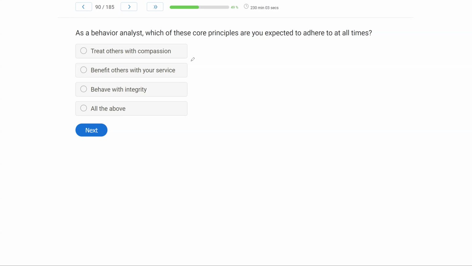A, treat others with compassion. Yes, we are a human science, right? We have to have compassion for not only our clients, but the people around our clients and understand what they're going through. B, benefit others with your service. Be effective, right? Be socially valid. That's why these dimensions are so important to understand. And then C, behave with integrity. You're representing yourself, you're representing your company, you're representing ABA as a science. You have to behave with integrity. So, as a behavior analyst, what should you adhere to? You want to treat others with compassion, benefit others, and always behave with integrity.